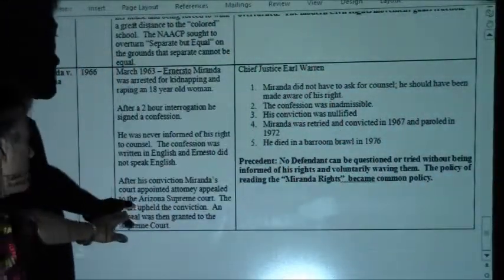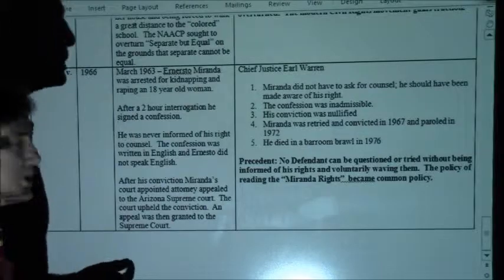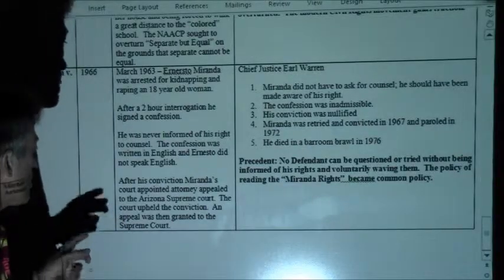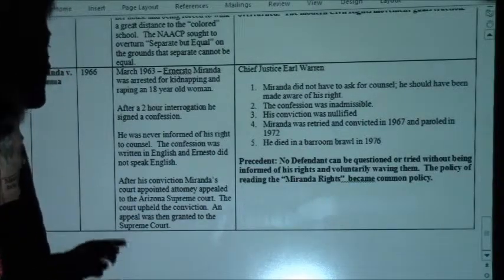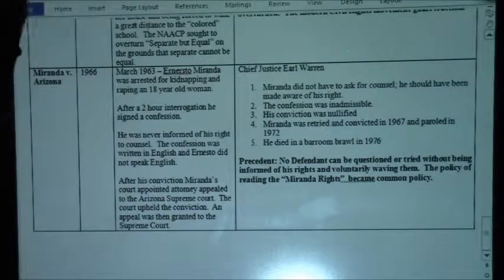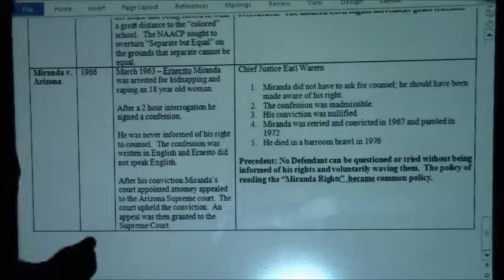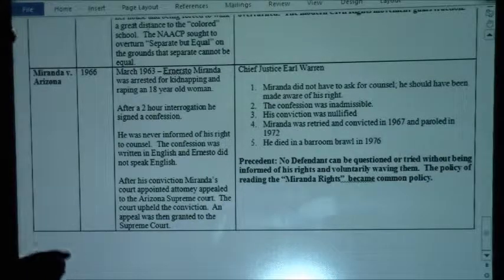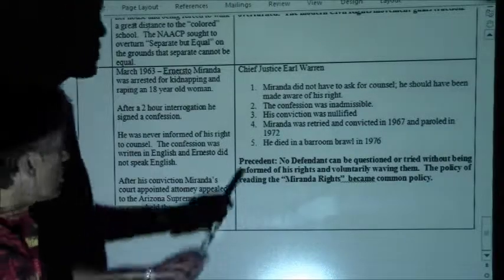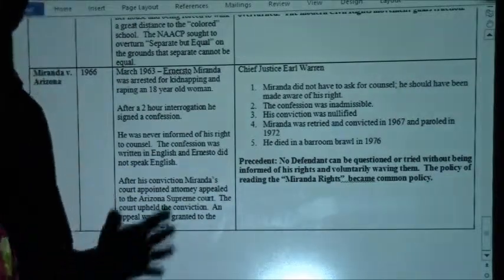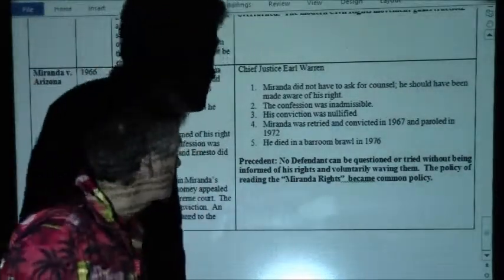After his conviction, Miranda's court-appointed attorney appealed to the Arizona Supreme Court. The court upheld the conviction, and the appeal was then granted to the Supreme Court of the United States. So again, Miranda versus Arizona. Miranda is the plaintiff, Arizona is the defendant. And we're going to go to the Supreme Court and Chief Justice Earl Warren again, the Earl Warren of Brown versus Board of Education.